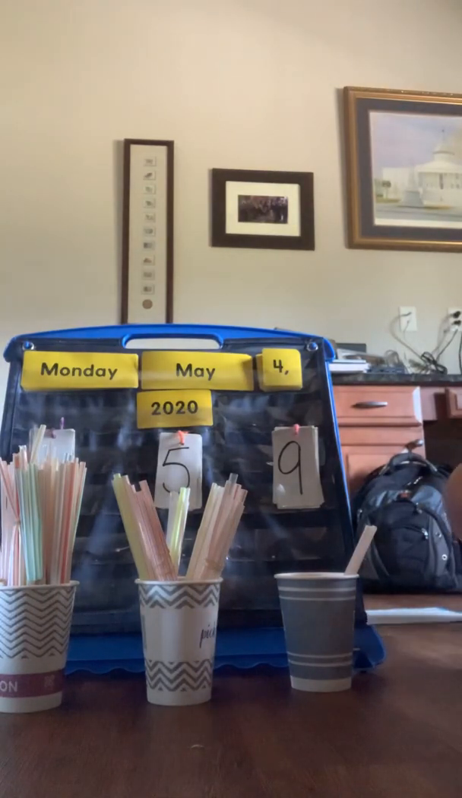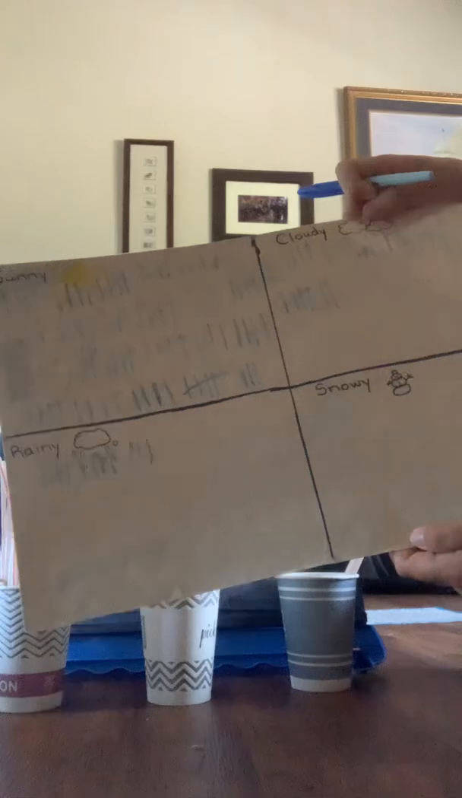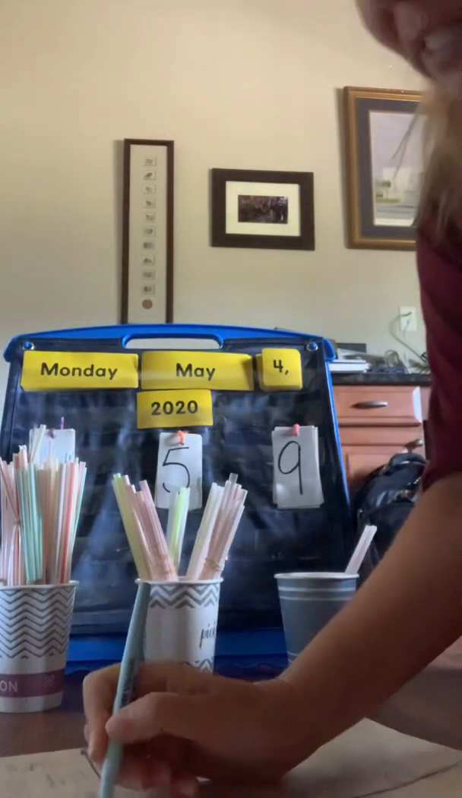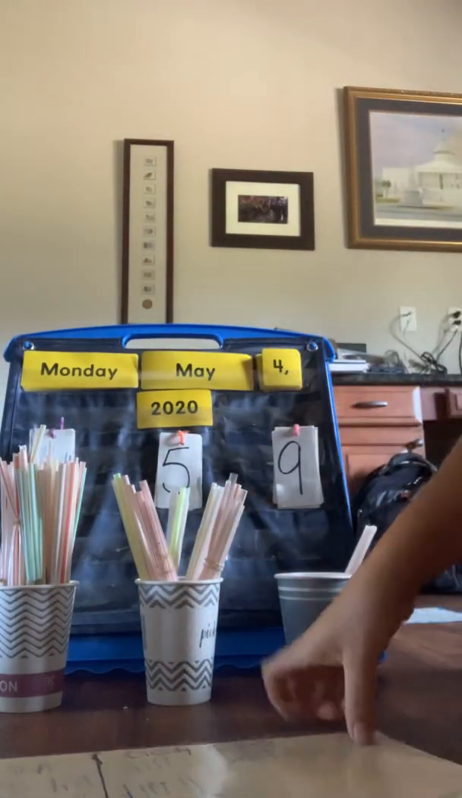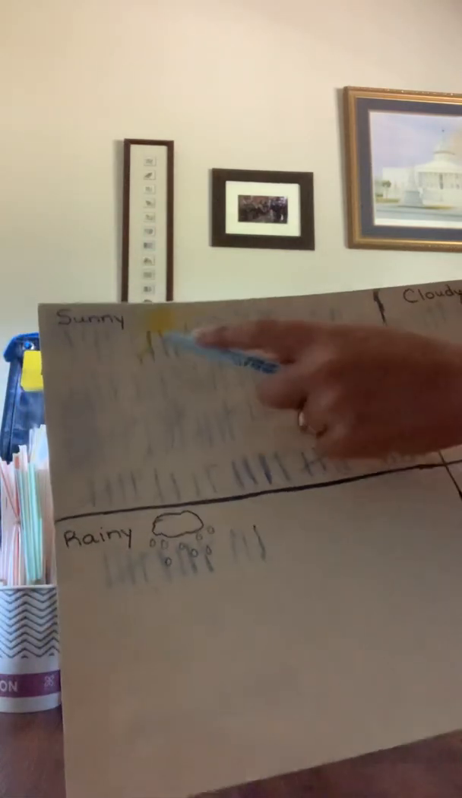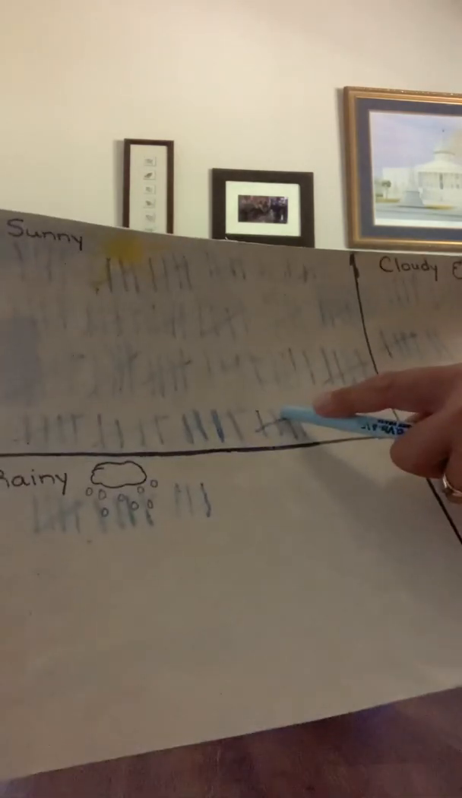Our weather chart. Remember, charts, graphs, tables give us what? Data. When we put our tally mark, whoop. If it's a group of 5, remember, karate chop, we call it 5s. 5, 10, 15, 20, 25, 30, 35, 40, 45, 50, 55, 60, 65, 70, 75, 80, 85, 90, 95, 100, 105, 110, 111, 112, 113, 114. 114 sunny days.